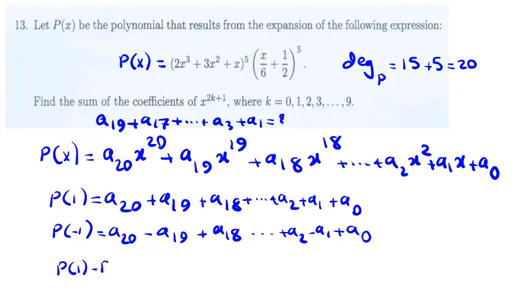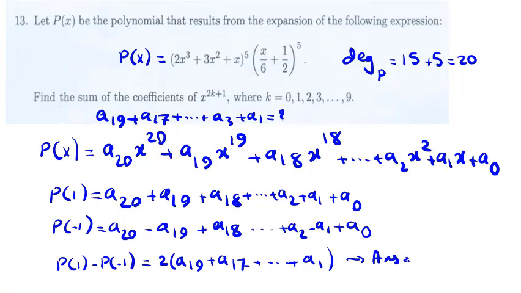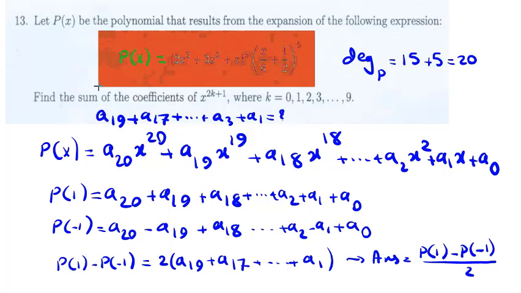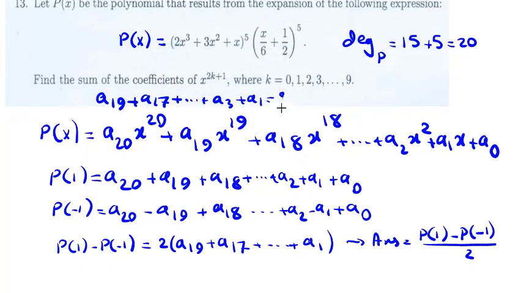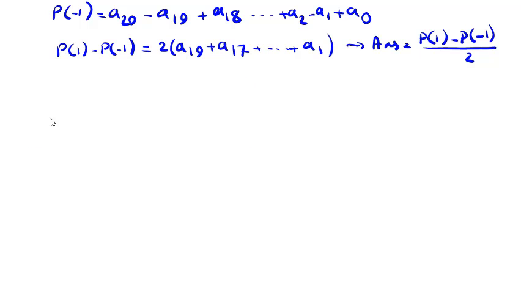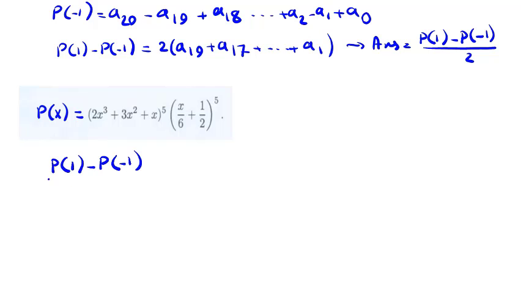Because we want the odd-numbered terms, we subtract these two. P of 1 minus P of negative 1 will be 2 times a19 plus a17 and so on, plus a1. So the answer is P of 1 minus P of negative 1 all over 2. Now here let's consider this is P of x. Copy, paste it here: P of 1 minus P of negative 1 all over 2.